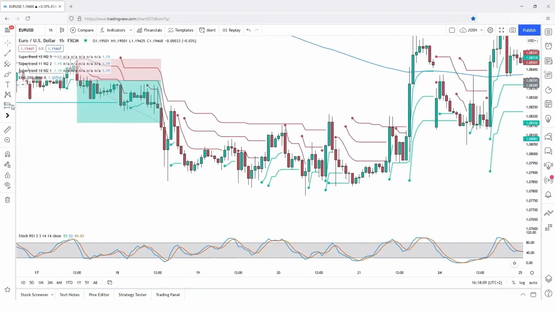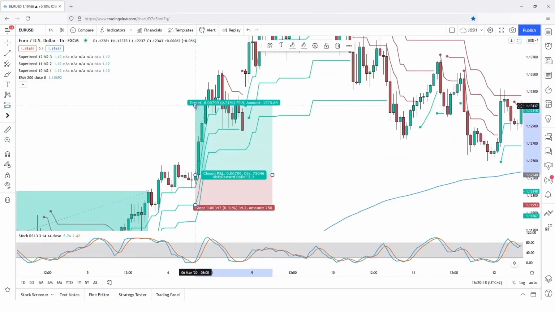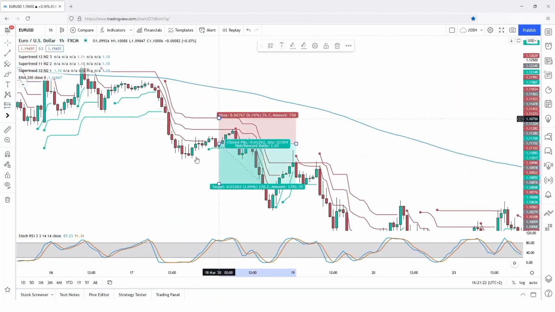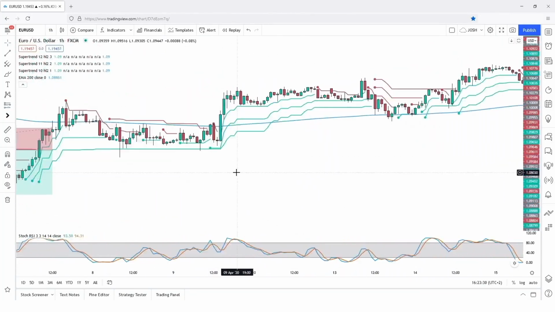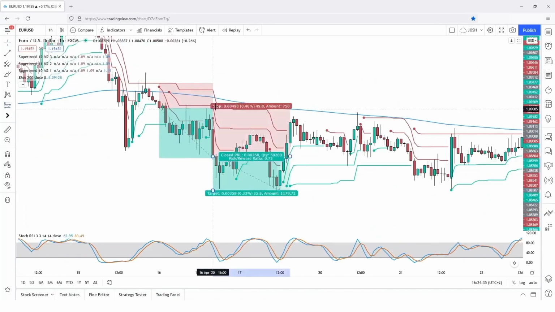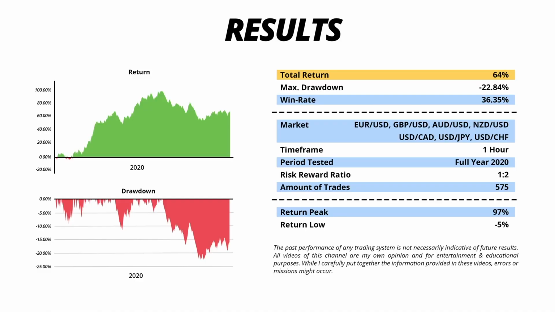Alright then, it's time for the results. Here are the outcomes of all 575 signals the strategy produced on the 1 hour time frame in the year 2020 over all 7 major currency pairs when using a 1% risk per trade. The strategy achieved a 64% return with a maximum drawdown of almost 23%. The return is surprisingly great, and the drawdown is still reasonable for such return in my opinion.